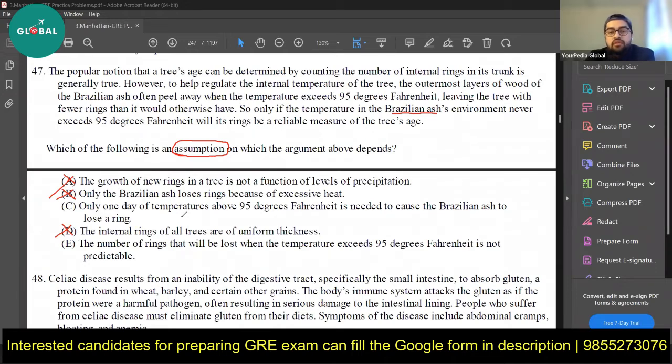Basically, here also it is saying that if the temperature is above 95, then we cannot rely on the internal rings. And actually it is not making it weak or strong. It is talking about something else. It's saying one day is required to lose the ring. So this doesn't have anything to do with the overall idea of the argument. I would say this is also wrong. If you read answer choice E, what do you think about that?